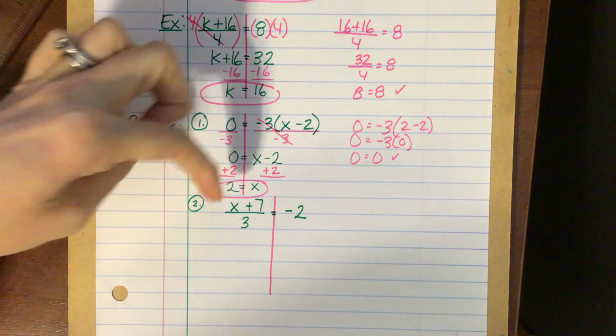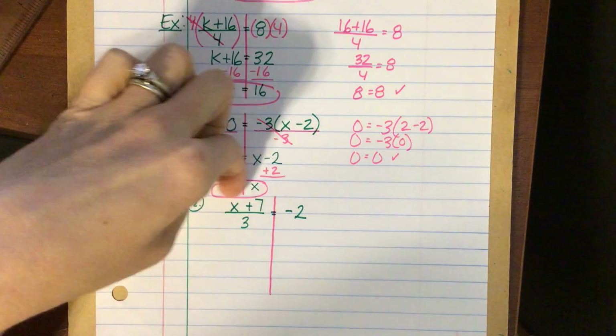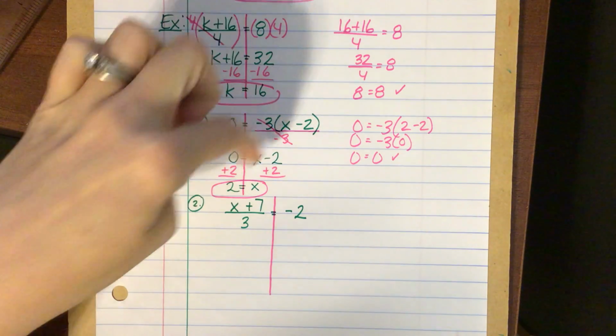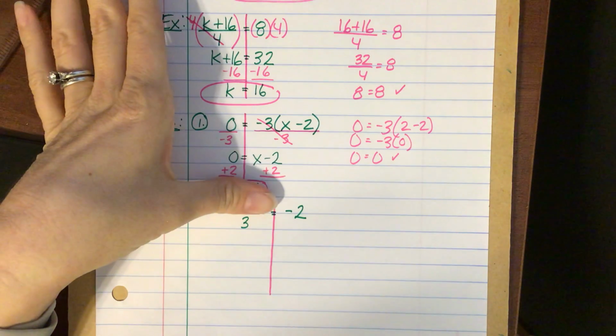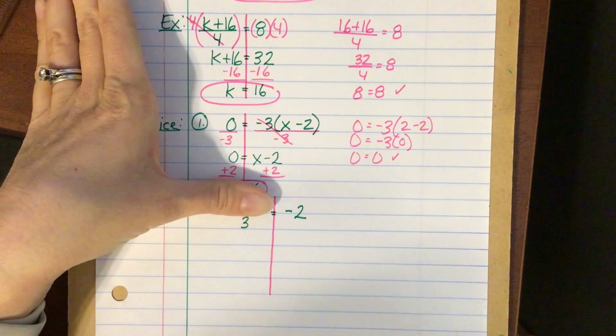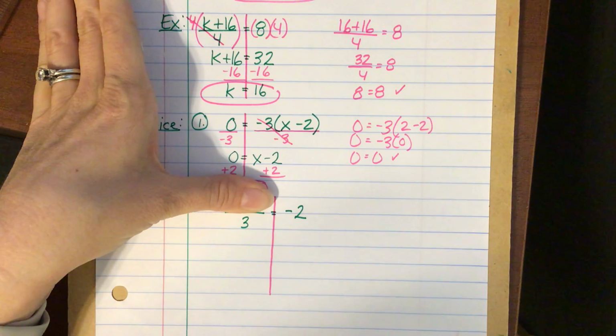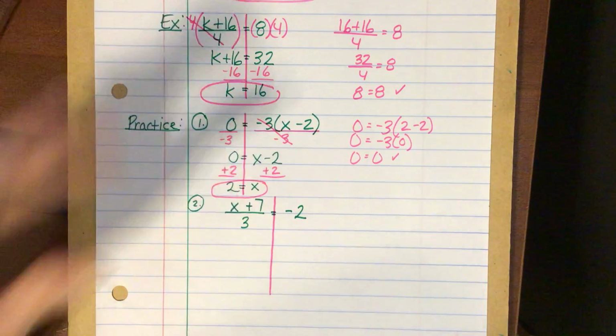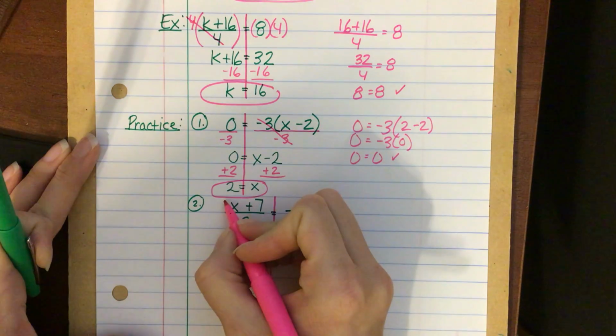Now this is grouping up here. This x plus 7 is grouping, just like the parentheses would be. So if I was using the cover-up method, I would actually cover that up. And so you can see that the first thing that's happening here is that you're dividing by 3, and we need to do the opposite of that. So the opposite of dividing by 3 is multiplying by 3.